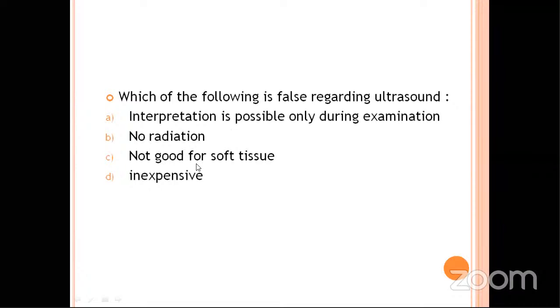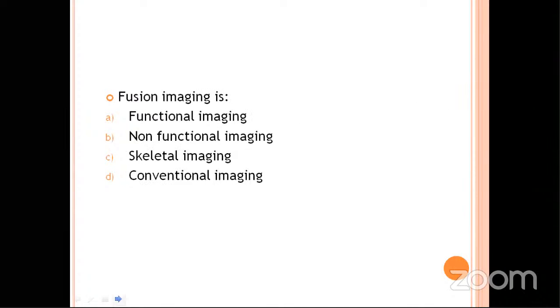No radiation, not good for soft tissues, inexpensive. It is actually good for soft tissues. Okay, especially in the head and neck region, to see any lesion with respect to the salivary glands, ultrasound is a very good modality. Fusion imaging is actually a combination of CT and PET or CT or SPECT. So it is actually a functional imaging. Okay.